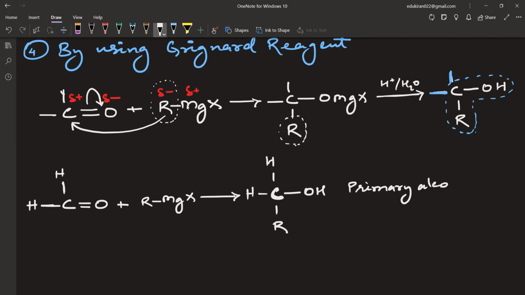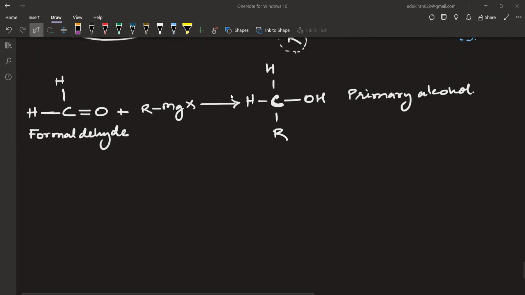Primary क्या? Primary alcohol. Now, what is this? This is formaldehyde. Okay, this is formaldehyde. चलिए, similarly आप लोग बनाइए. You have C double bond O. यहाँ पे आपके पास है, मान लीजिए, R group, and here you have hydrogen plus I will write R' MgX.